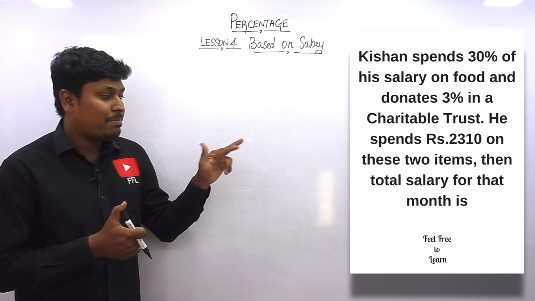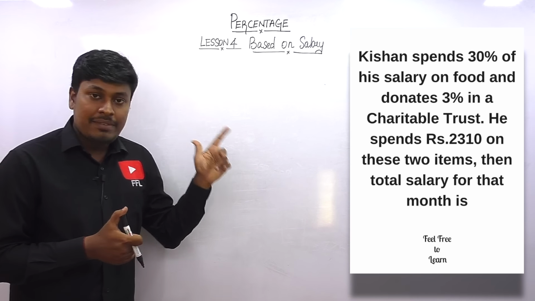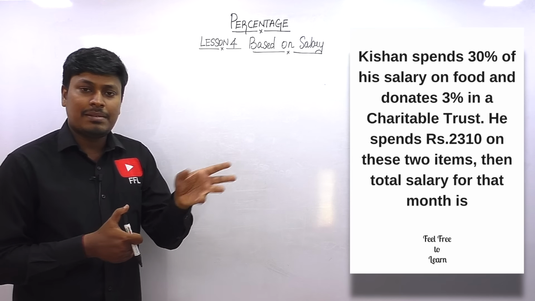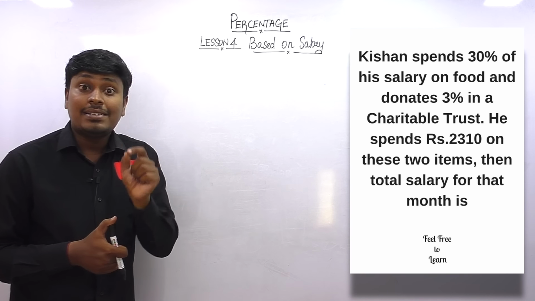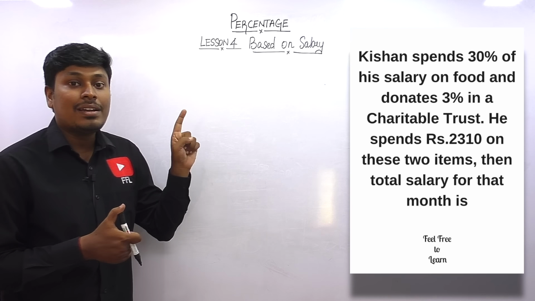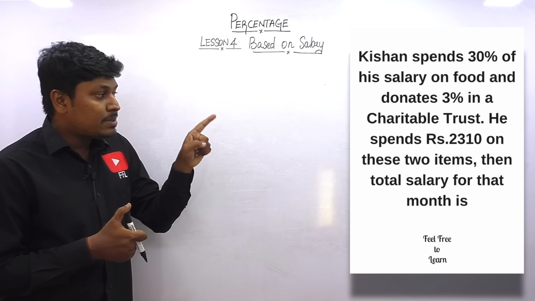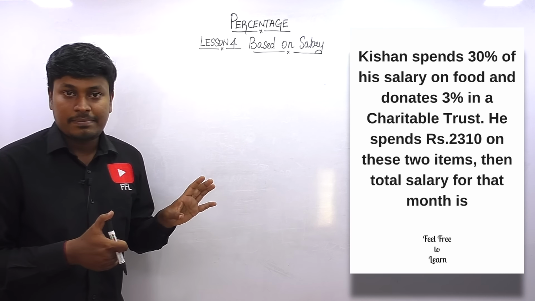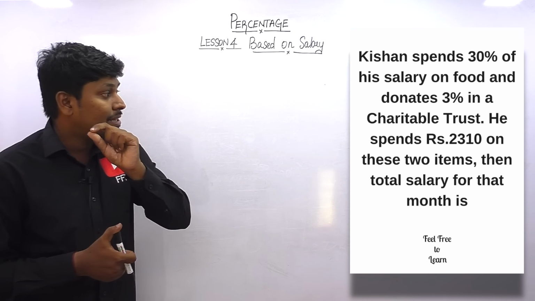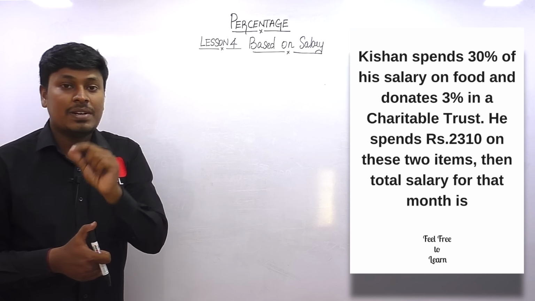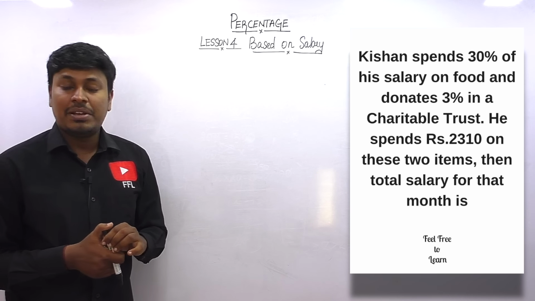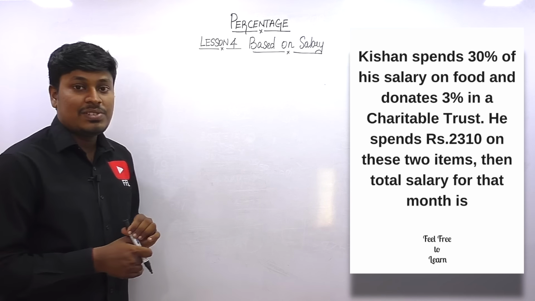Compare with the previous question. In the previous question, our target was to find Radha's salary. Similarly, they had given that Radha spent some percentage on food, entertainment, etc. But at the last, they had given the savings as 1500. But in this question, they have not given the savings. What they have given is: he spends rupees 2310. So the amount they have given is the total amount that he spends for the 30% on food and 3% on trust. So for these percentages, the total value is 2310. By using this data, our target is to find Kishan's monthly salary.